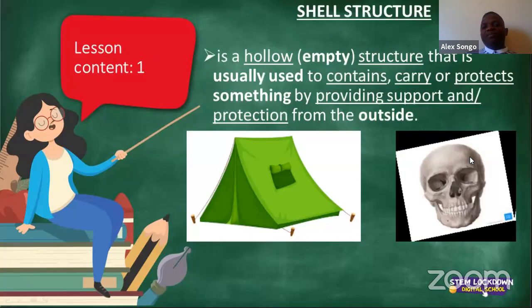Okay, so let's continue. Let's first look at shell structures. Ladies and gentlemen, the first thing that we need to know about shell structures, number 1, is that they are hollow. Hollow simply means that they are empty, which means that inside them there is nothing. They are just a very open space. Number 2, because they are empty, they are used to contain, to carry, or to provide support for anything that may happen on the outside.